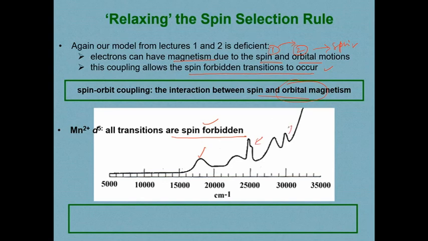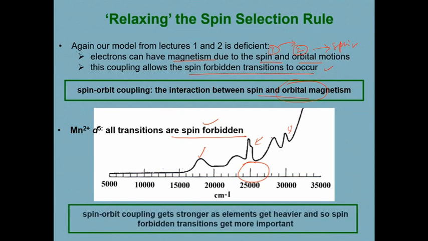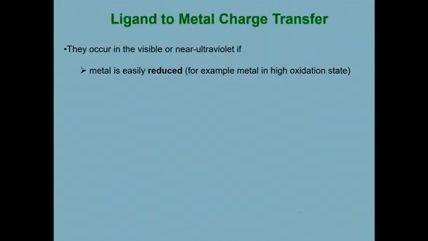Here you get it, so 25,000. This is a very good example, often asked. Why do you get a peak? And the reason is spin orbit coupling gets stronger as elements get heavier, and so spin forbidden transitions get more important.